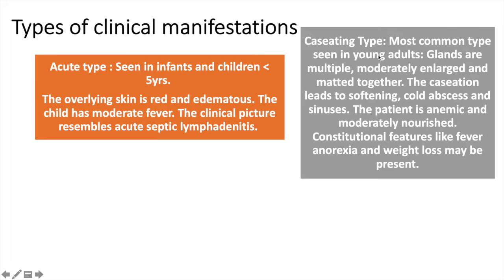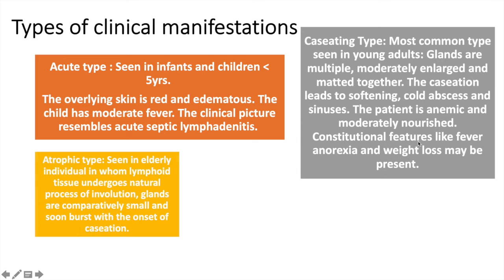The next is the caseating type, which is the most common one, and it is seen in young adults. Here the glands appear multiple, moderately enlarged, the main feature being matted together. The caseation leads to softening, formation of cold abscess, and progressively sinus formation. The patient may appear anemic and moderately nourished, and the constitutional symptoms such as fever, anorexia, and weight loss may be present.